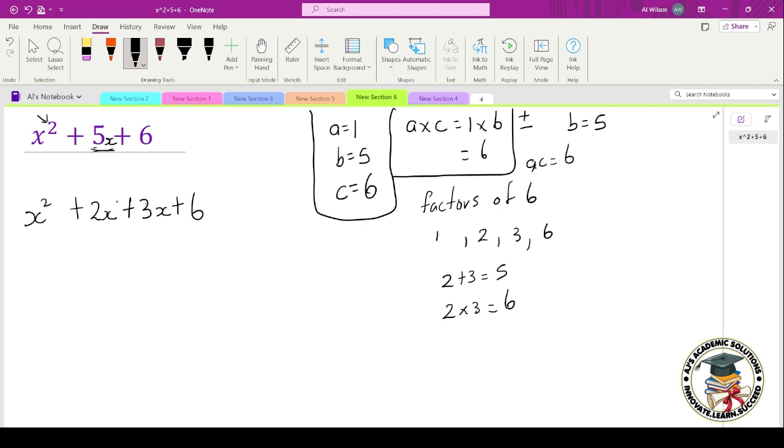Now at this point, it goes into grouping. So this is our first pair, and this is our second pair.